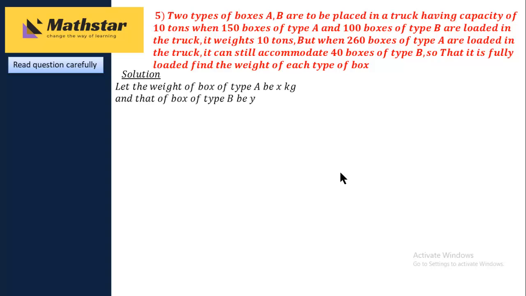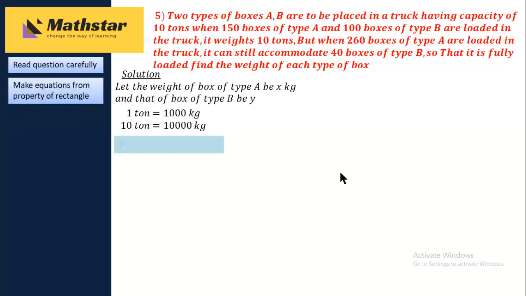They also give weight in tons. So 1 ton is equal to 1000 kg and 10 tons is equal to 10,000 kg. Now read the first condition. When 150 boxes of type A and 100 boxes of type B are loaded in the truck, it weighs 10 tons. So from the first condition, we get 150x + 100y = 10,000.